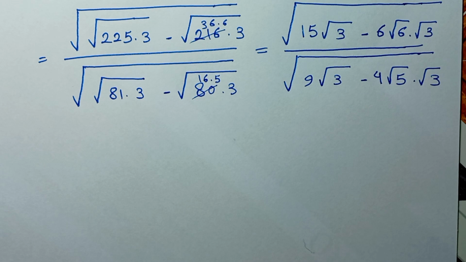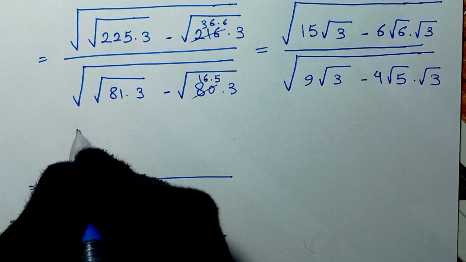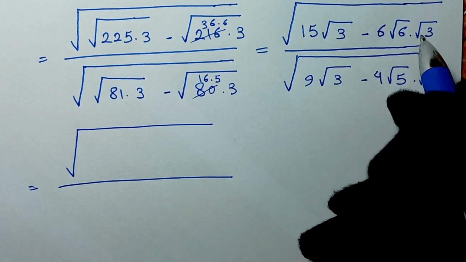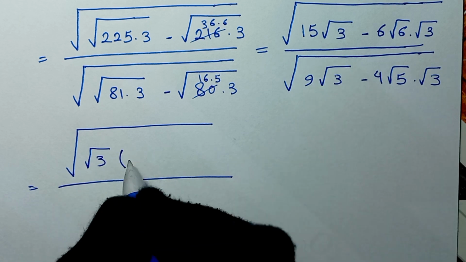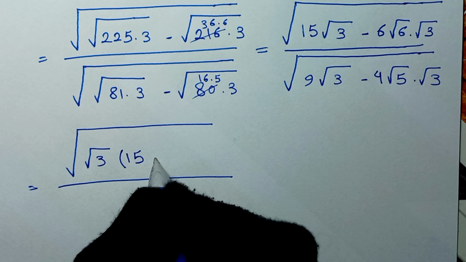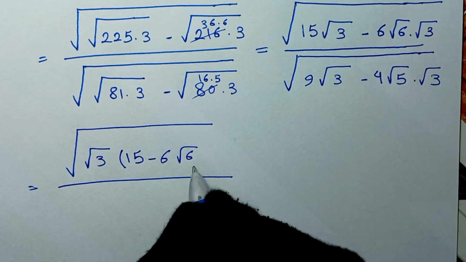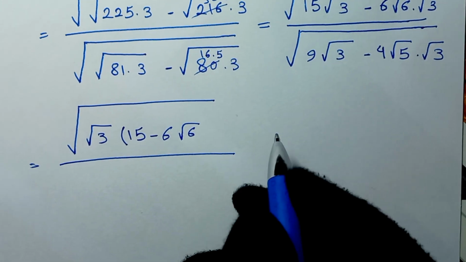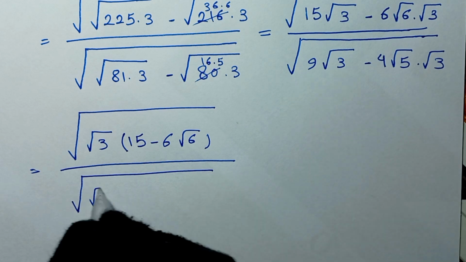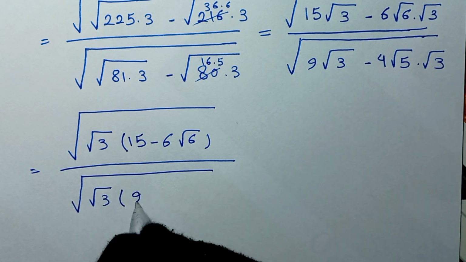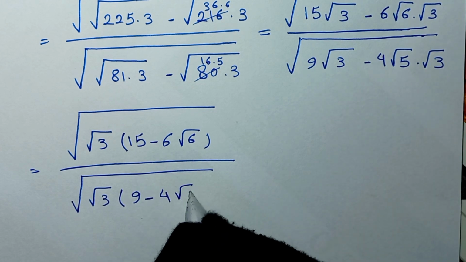So, in the next step, for numerator, a square root of 3 is common, so we factor a square root of 3, and in here it will be 15 minus 6 square root of 6, right? And for denominator, square root of 3 is common, so we factor square root of 3, and in here it will be 9 minus 4 square root of 5.